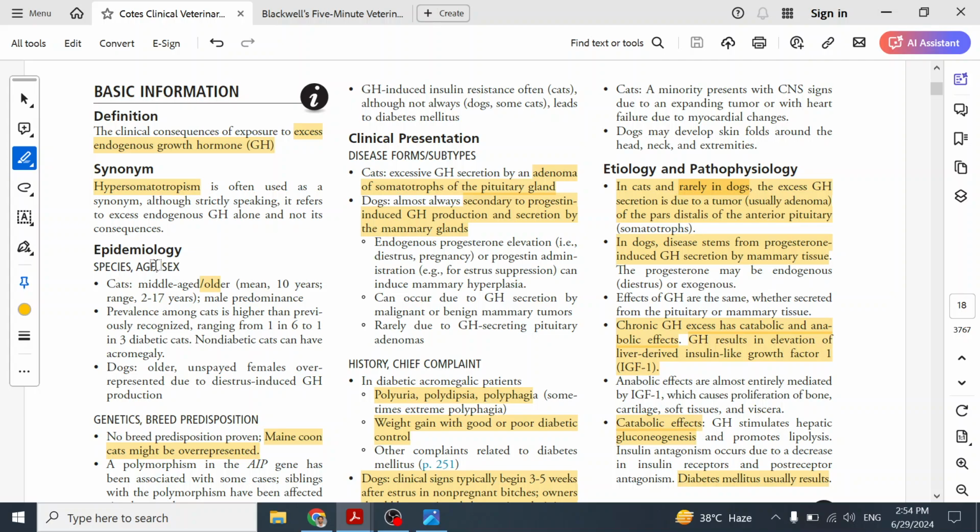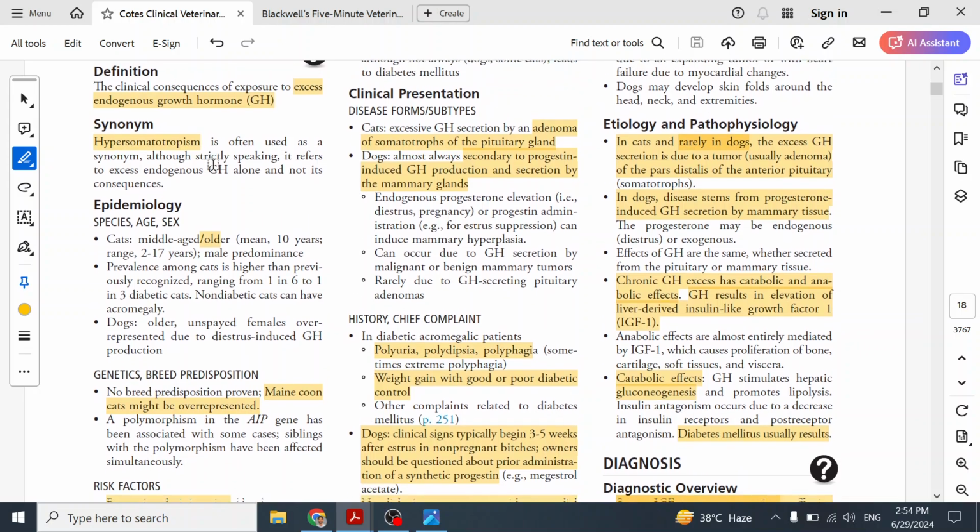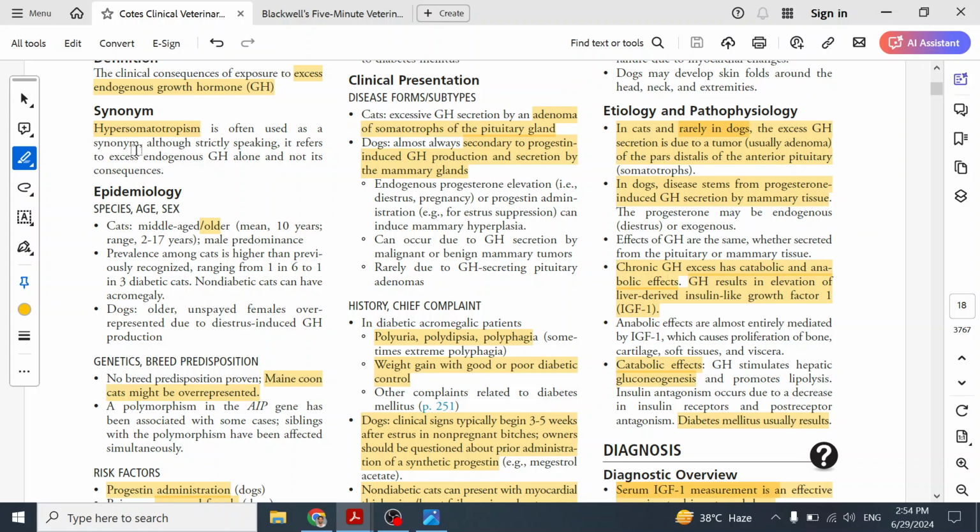By definition, it is excess endogenous growth hormone. We generally say there is a hypersomatotropism level, but in a broader term, we say there is a high level of growth hormone in the blood. So the other name of acromegaly is hypersomatotropism.